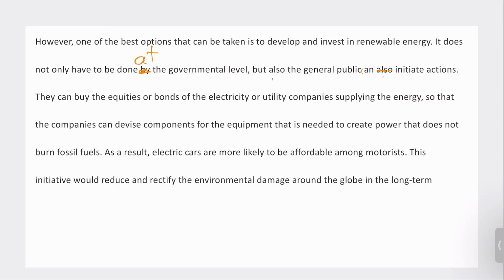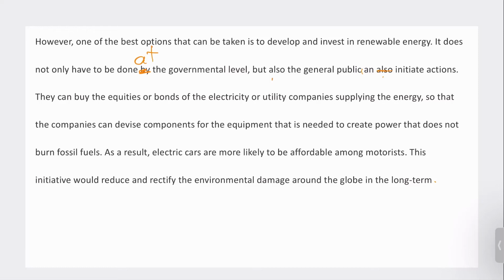They can buy the equities or bonds of the electricity or utility companies supplying the energy so that the companies can devise components for the equipment that is needed to create power that does not burn fossil fuels. As a result, electric cars are more likely to be affordable among motorists. This initiative would reduce and rectify the environmental damage around the globe in the long term.